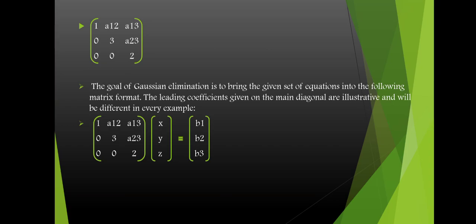The goal of Gaussian elimination is to bring the given set of equations into the following matrix format, that is, into upper triangular matrix format. The leading coefficients given on the main diagonal are illustrative and will be different in every example. The given matrix is referred to as the general form of the matrices.